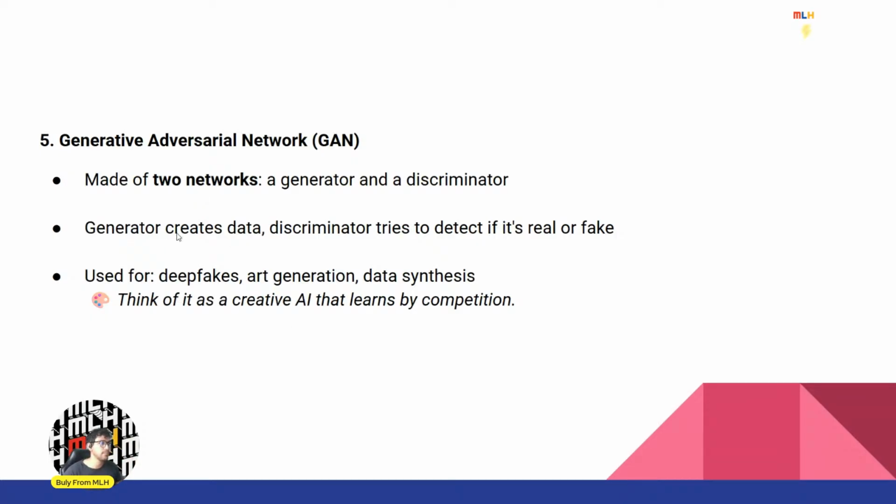The generator creates data. The discriminator tries to detect if it's real or fake. Used for deepfakes, art generation, data synthesis. Think of it as a creative AI that learns by competition. The competition is another neural network. Cool. I think that's it. Yeah, there you go.